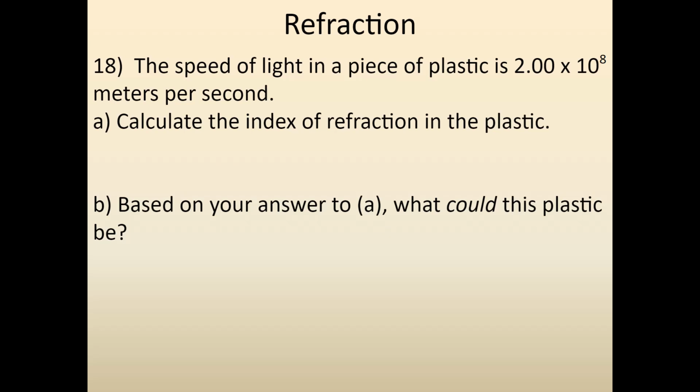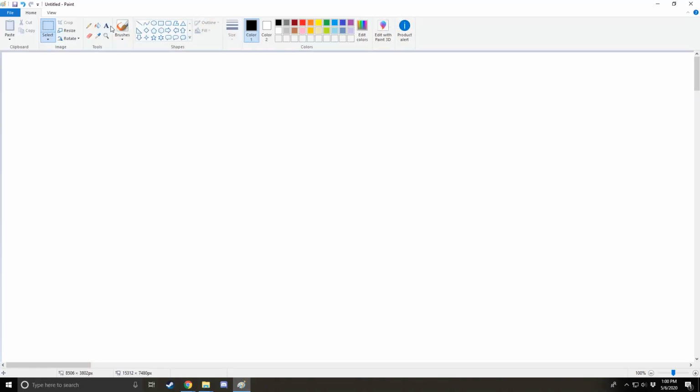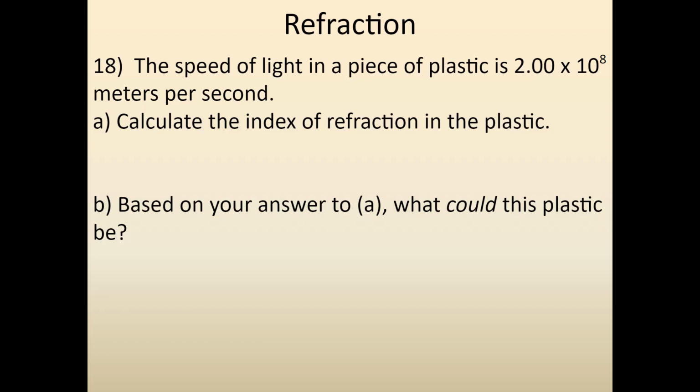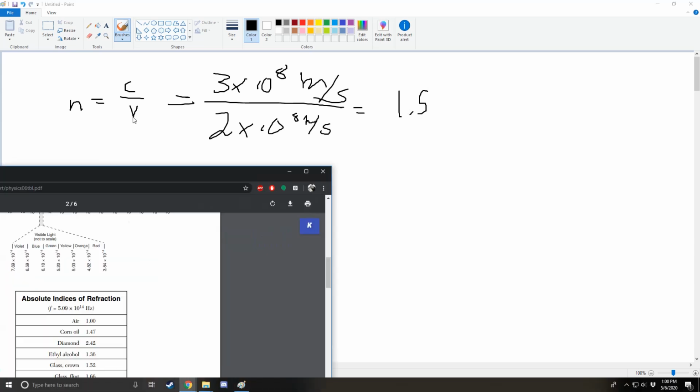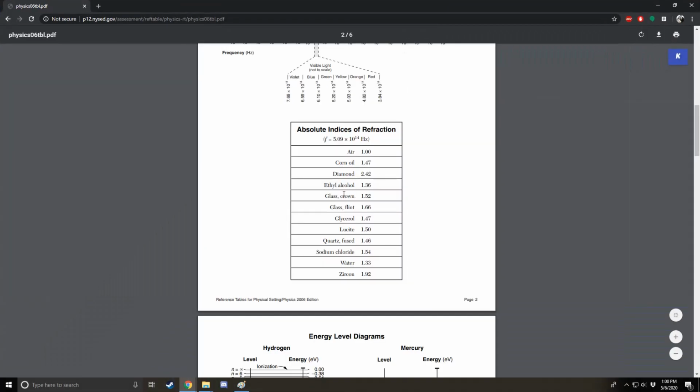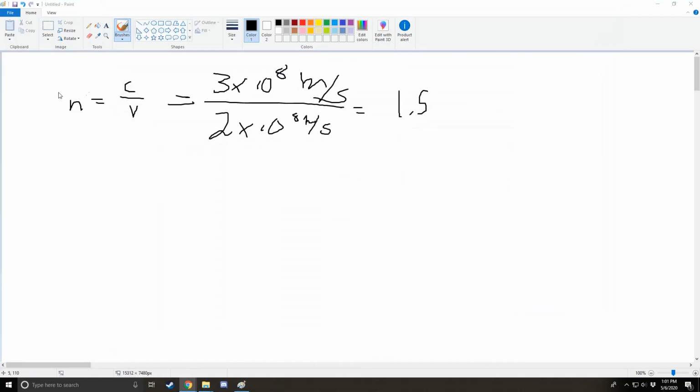All right, so they want us to first figure out the index of refraction of the plastic. So I'm going to use n equals c over v. I know that the speed of light in a vacuum is 3 times 10 to the eighth, and then they tell me that the speed of light in the plastic is 2 times 10 to the eighth. So 3 divided by 2 is 1.5, which when I look at the reference table gives me lucite. So this could be a piece of lucite.